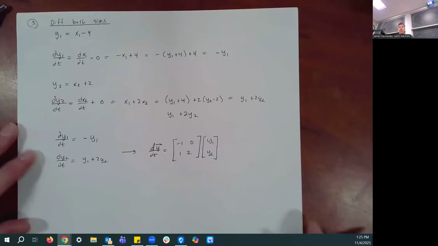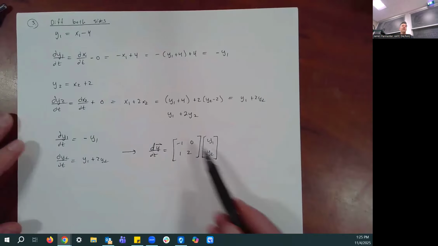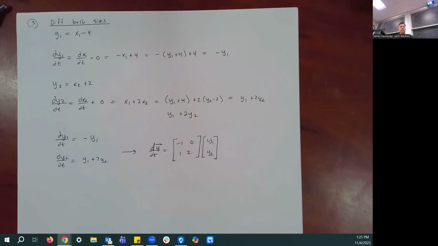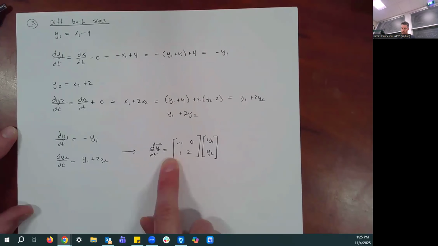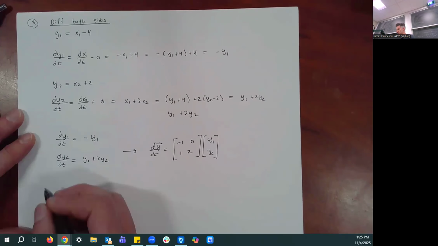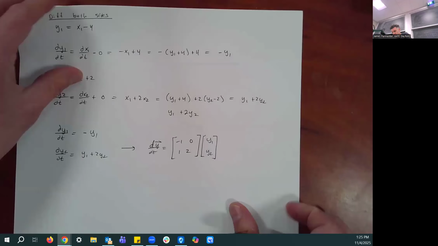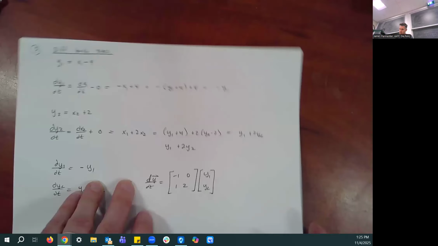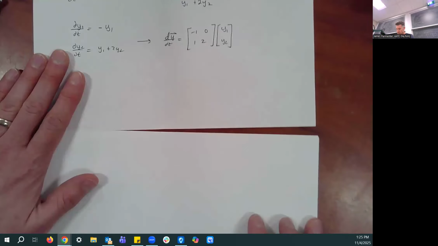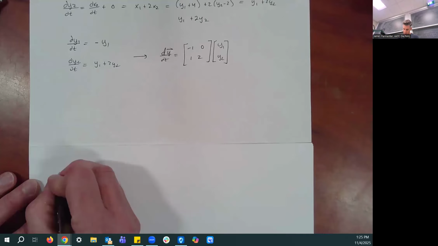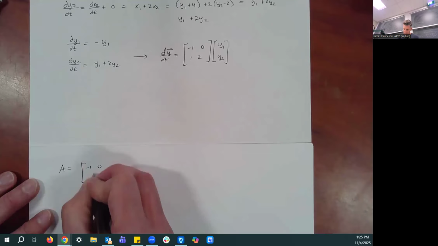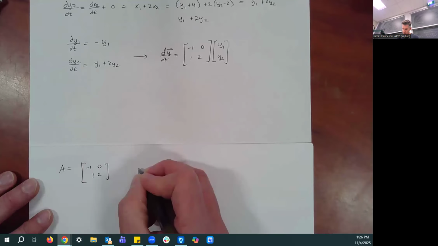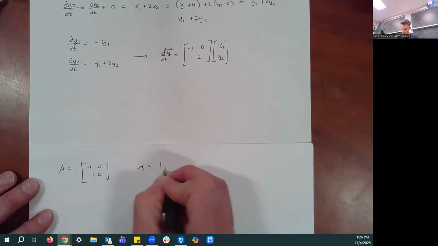I picked an easy example on purpose. What are the eigenvalues of my matrix? Right, negative 1 and 2. We know that because there's a 0 down there. So for the matrix A equal to negative 1, 0, 1, 2, our eigenvalues are lambda 1 equal to negative 1 and lambda 2 equal to positive 2.